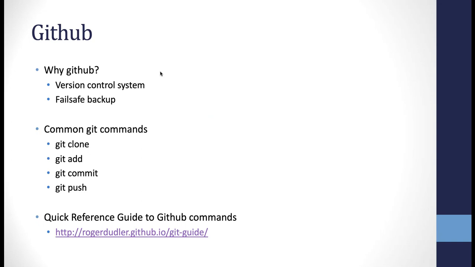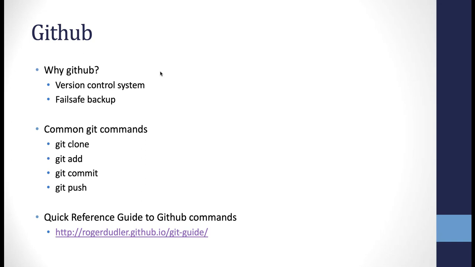All right, so why GitHub? Well, GitHub is a version control system, and on our computers, we have something called Git, which is the local version control. But then by having the repository up on GitHub, it stores it in another location in case of massive computer failure or some other incident. And so this is a fail-safe backup.